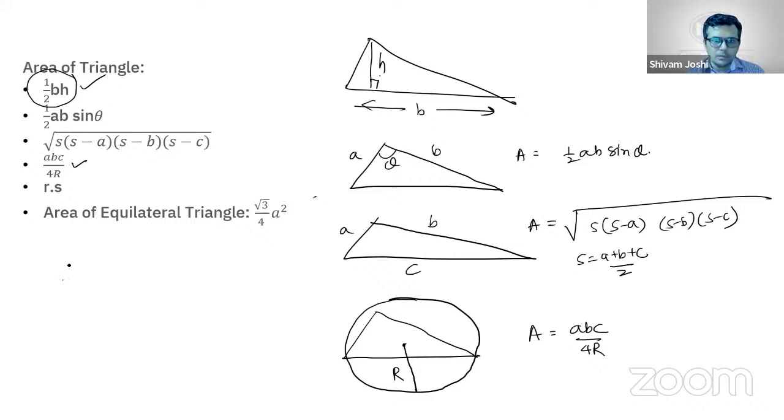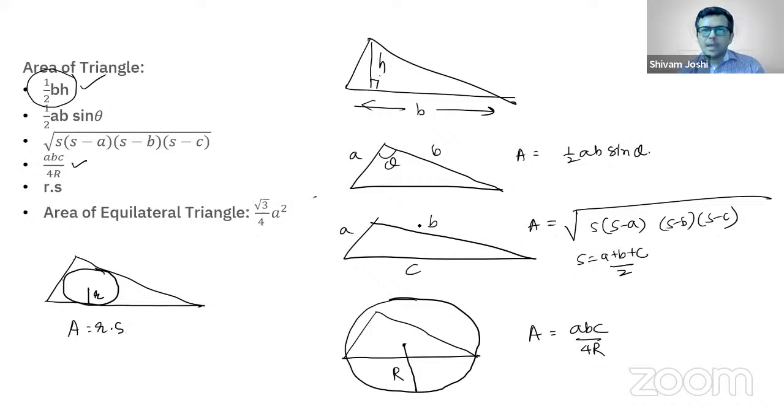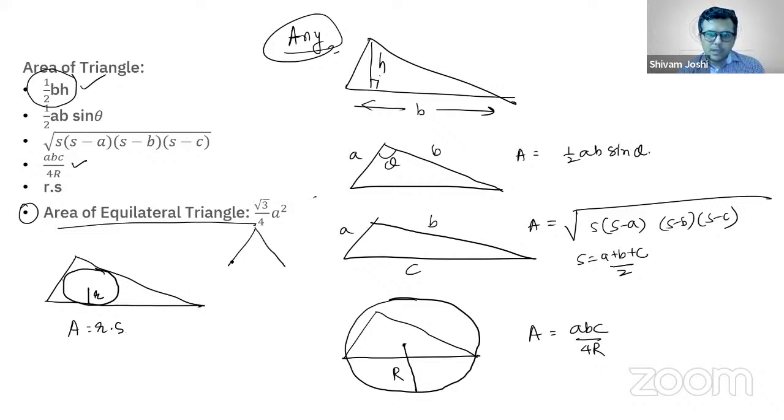Area of a triangle in terms of inradius. If you want to give your area in terms of this small r, which is the inradius, then it is small r into s. These five formulas can be applicable to any triangle. The last one is only for an equilateral triangle, that is root 3 by 4 a square, where a happens to be the side of an equilateral triangle.